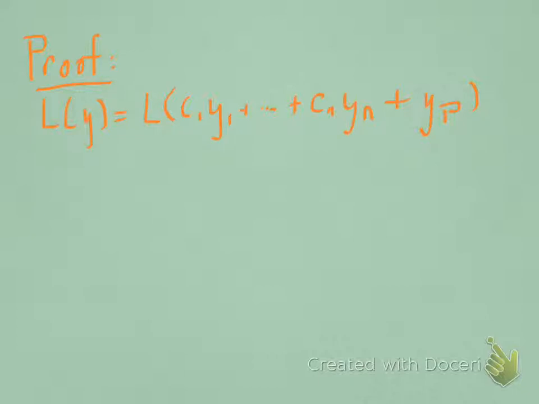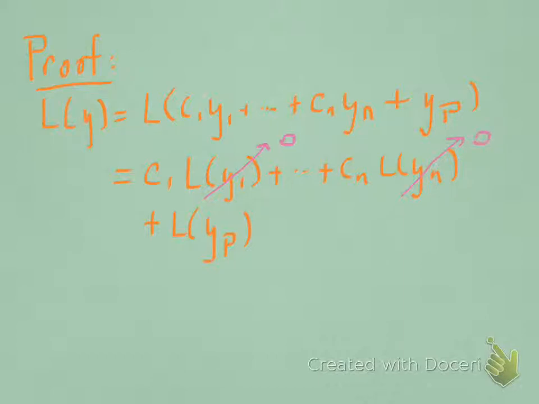So I will write L of y, which, if I expand y as I defined it, is L of c1 y1 plus ... cn yn plus yp. And then I can use the linearity of L to get that this is equal to c1 L of y1 plus ... cn L of yn plus L of yp.